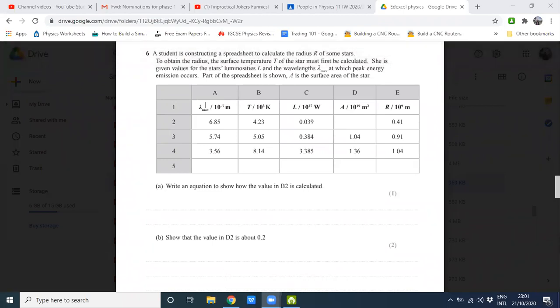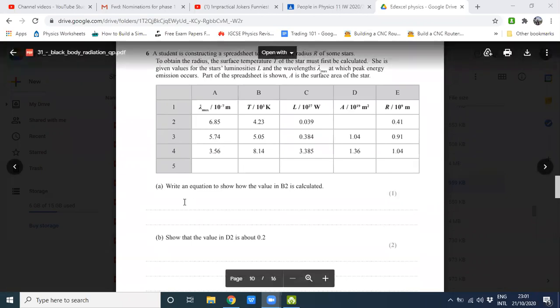Wien's law over lambda max. You mean Wien's constant. So then what we need to write here is simply 2.898 into 10 to the power minus 3 divided by, since we are calculating B2, we need to divide by this value, that is A2. So we write 2.898 into 10 to the power minus 3, divided by A2.